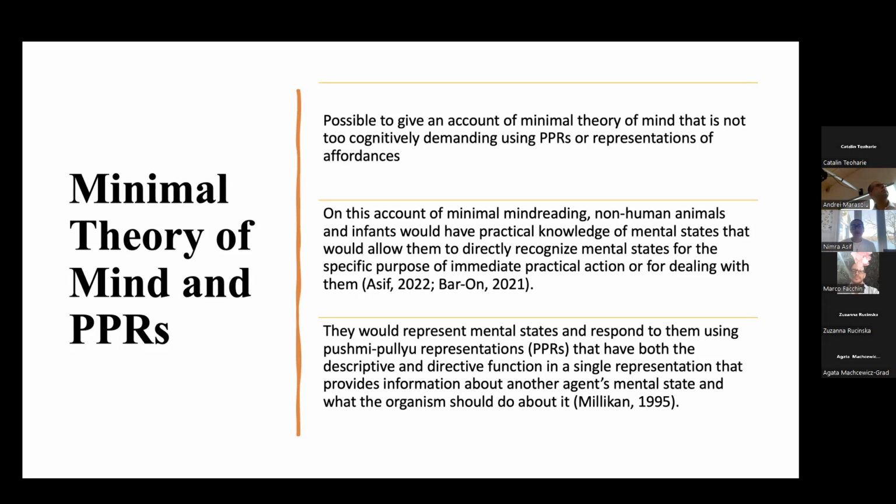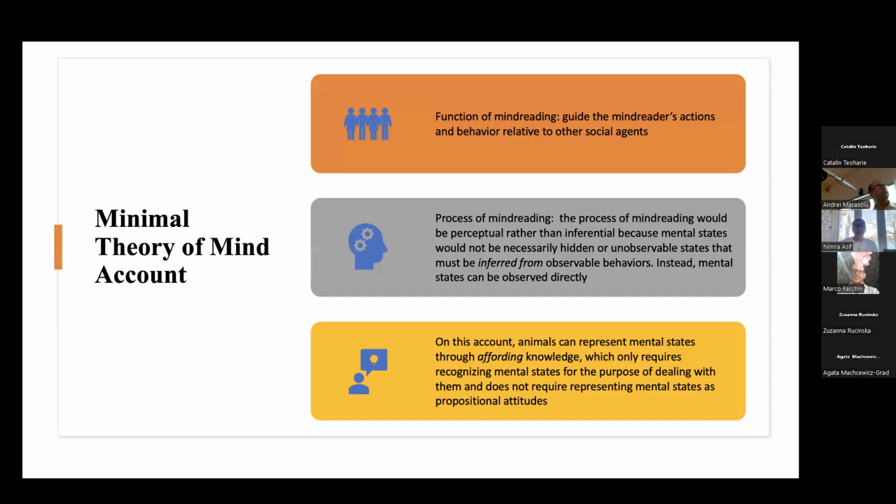So on this account, the basic mind readers wouldn't have any concepts of mental states. They wouldn't have a theory, and they wouldn't engage in any inferential processes about mental states or represent them as such. So they wouldn't represent them as propositional attitudes, which is in contrast to the standard views of mind reading. On this account, the function of mind reading would not be to predict or explain or even make sense of, or explicitly predict, the behavior of other agents.